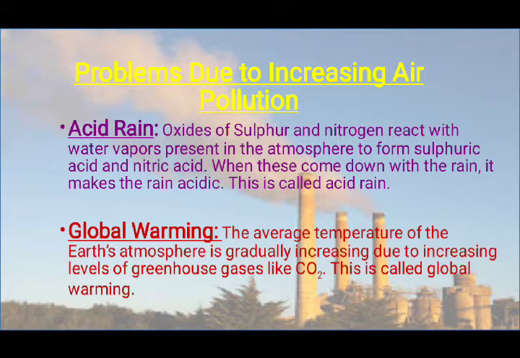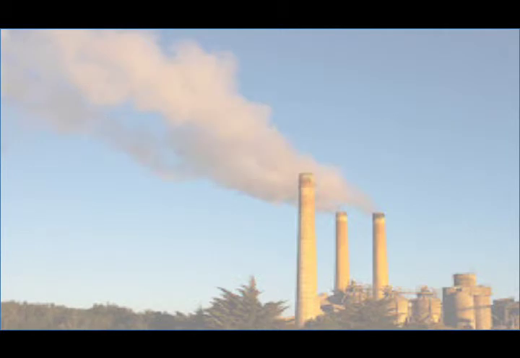Another problem which is created due to all these air pollutants is global warming. Now, what is global warming? The average temperature of the earth's atmosphere is gradually increasing due to the increasing level of greenhouse gases like CO2, that is carbon dioxide. It is a greenhouse gas and it is the major factor responsible for global warming.